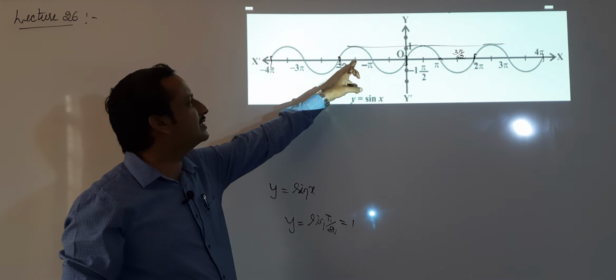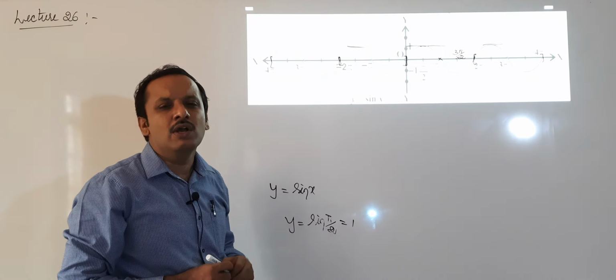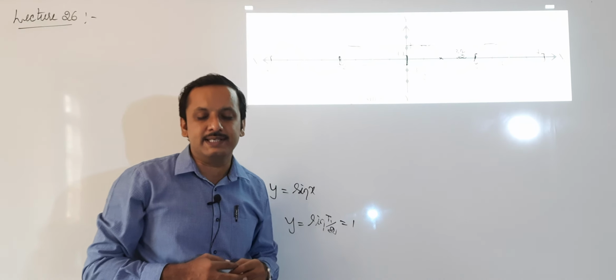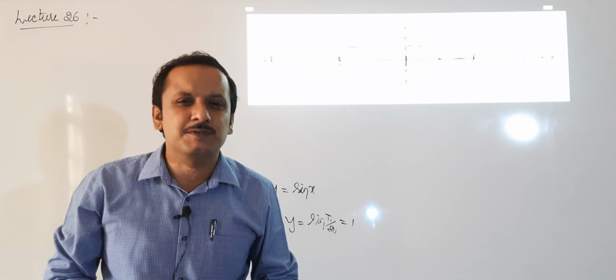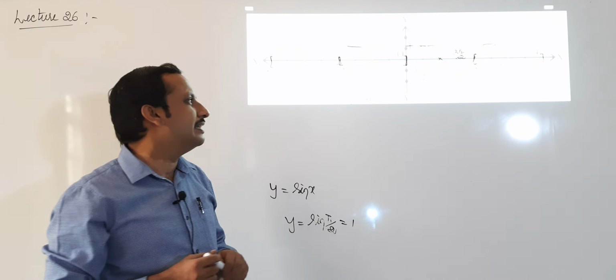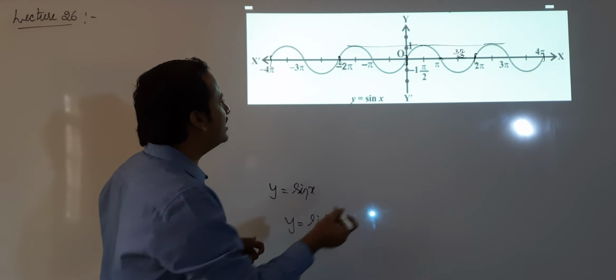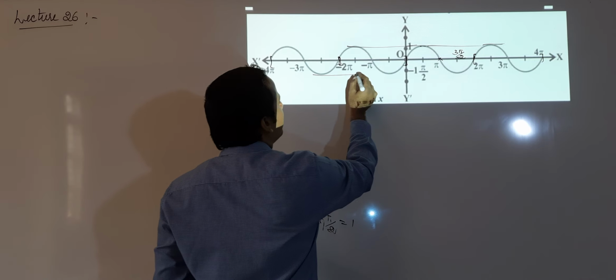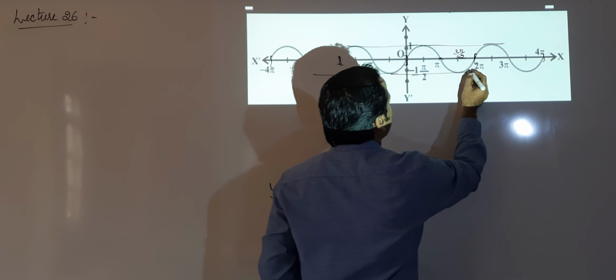And here if I consider this is minus 3 pi by 2. At all those points, sine x attains its maximum. The maximum value of sine x is plus 1. Then the minimum value, you observe this graph will never come below this line.